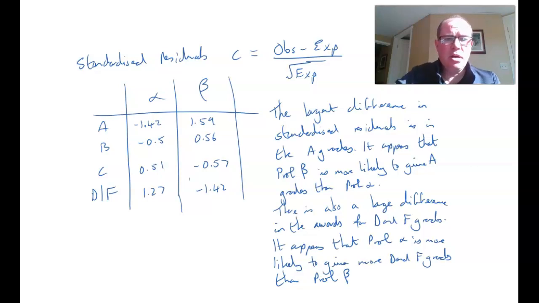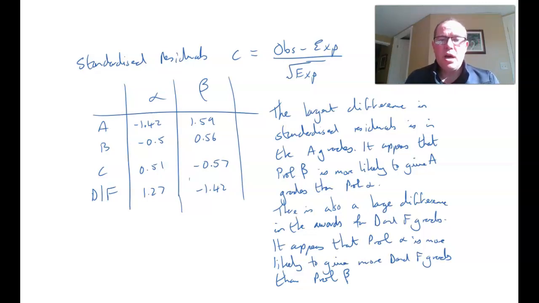And here, adopting that formula, are the standardized residuals. You can see I've written here a summary. The largest difference in standardized residuals is in the A grades. It appears that Professor Beta is more likely to give A grades than Professor Alpha. We can see that because Professor Beta has a 1.59 standardized residual and a minus 1.42 for Professor Alpha. So that's the biggest swing.